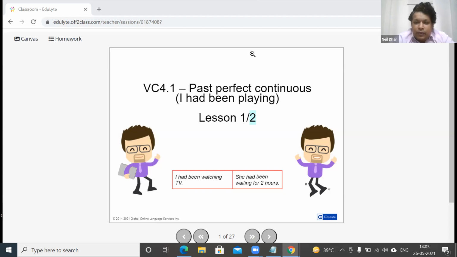All of these tenses have multiple subcategories. Past has a few categories, present has a few categories, and future has a few categories. Inside past, we'll be discussing one category today called the past perfect continuous. It's something you had been doing in the past, which was in a continuous state.